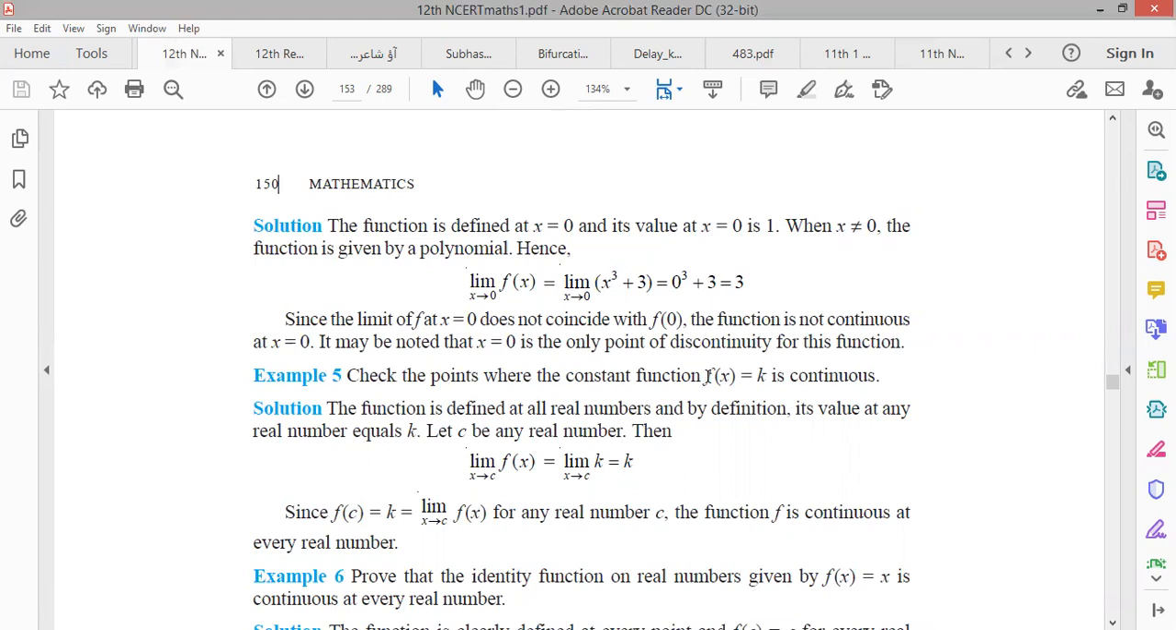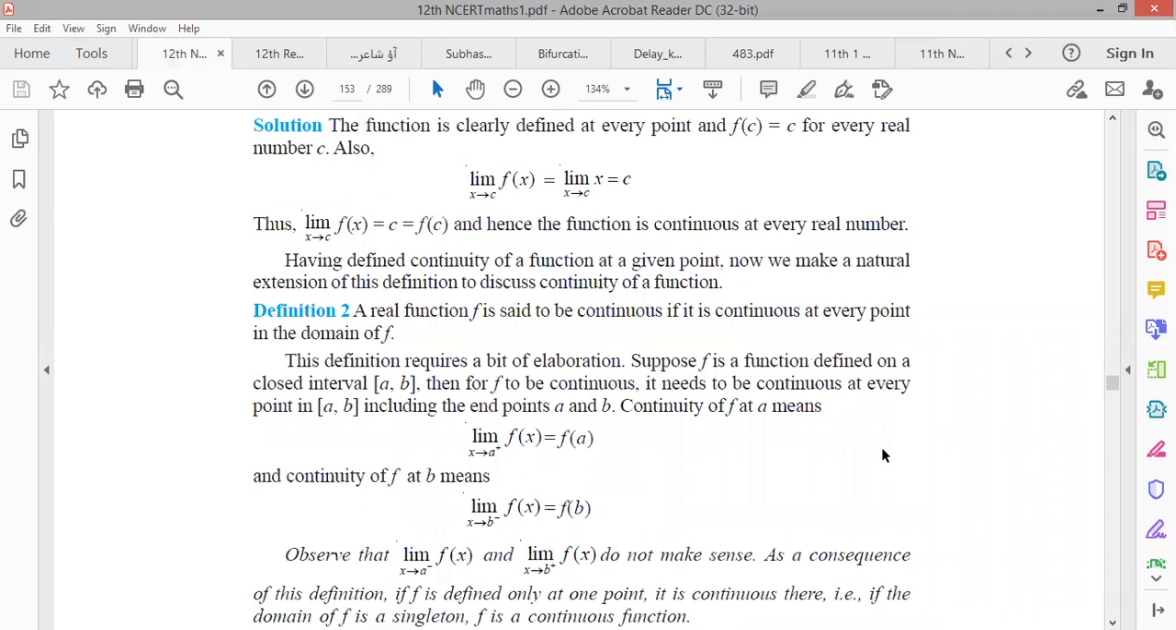Note that this is a constant function. f of x is equal to k, where k is any scalar. So this constant function is a continuous function for all values of its domain of definition.